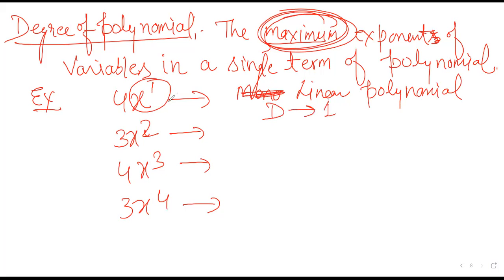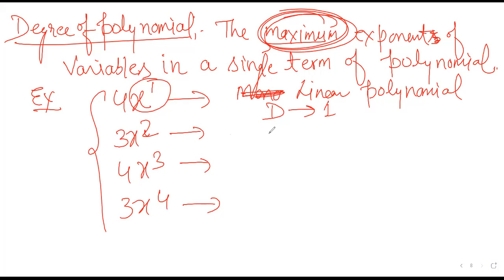Means what is the maximum power of the variables? That is 1 in a single term. I am taking monomials, meaning having 1 term. How to find the degree if it is a binomial, a trinomial, or a polynomial? I will discuss that later. So all are monomials. This is defined. But how to find the degree of these polynomials?